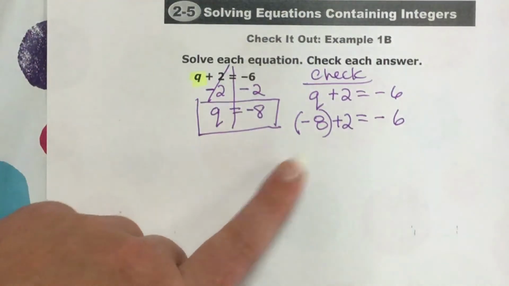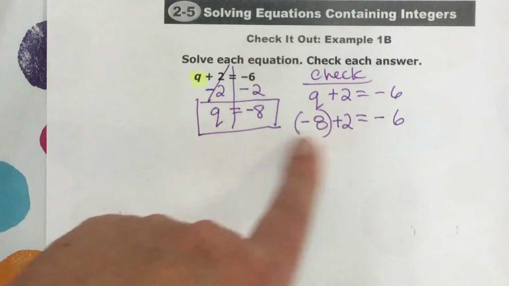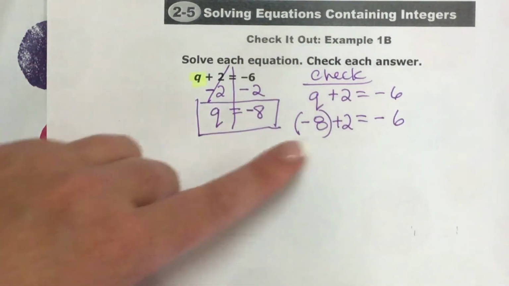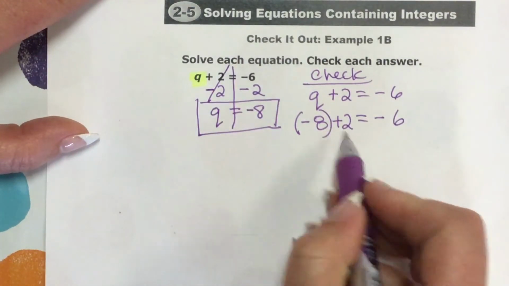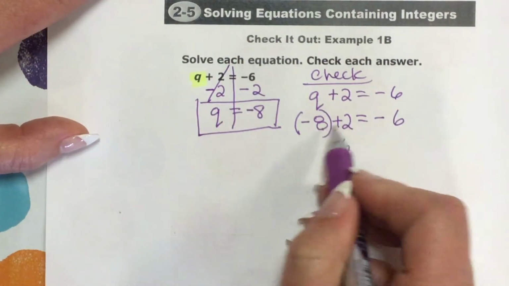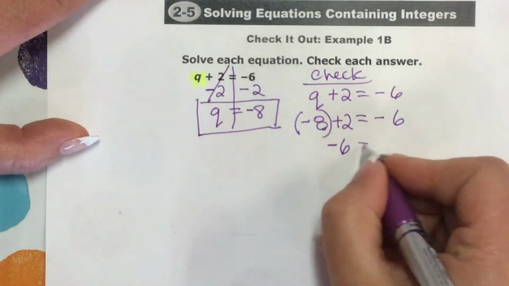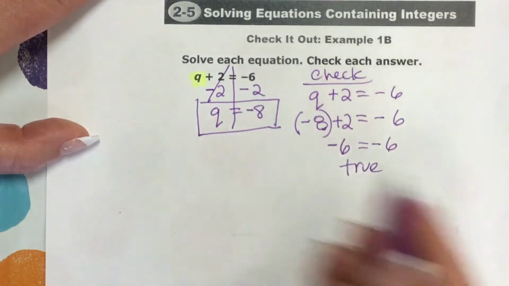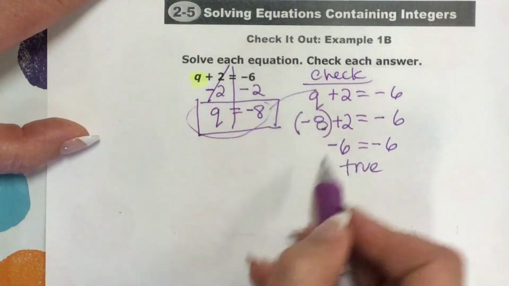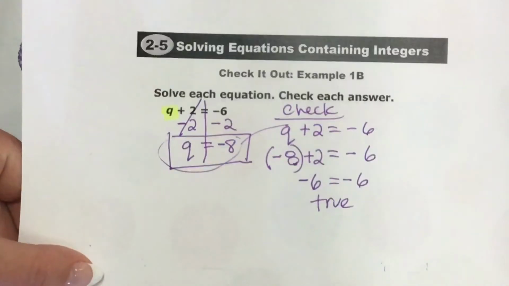Now we're just going to work this out. We have a negative number and a positive number. So the signs are different. We take the difference between 8 and 2. The difference between 8 and 2 is 6. And then we need to figure out the sign. Which number is bigger, 8 or 2? 8 is bigger, 8 is negative, so our answer is negative. So we have -6 equaling -6. That is a true statement, which means that the answer that we stuck in for Q is the solution to our original equation. Okay, hopefully you got that right. If you did, great job.